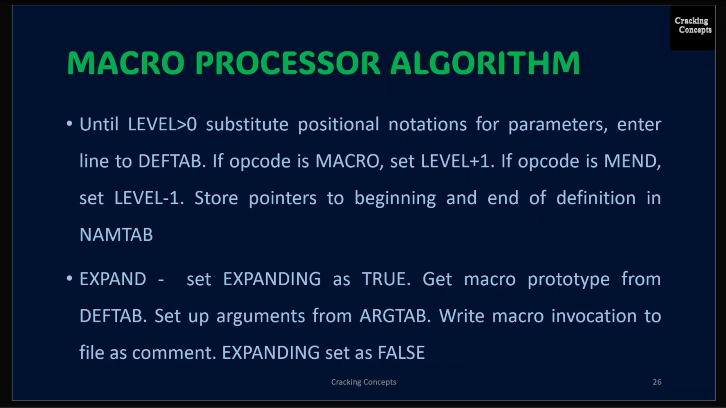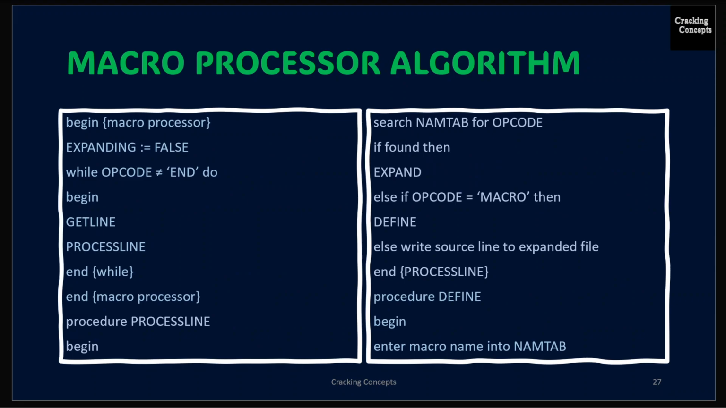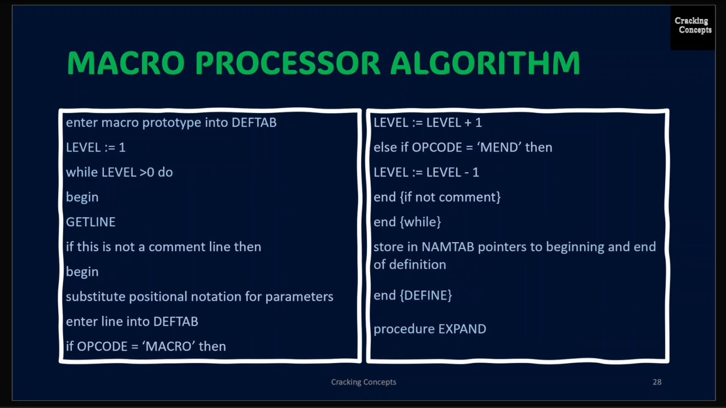Then we have the expand procedure, which will set the macro processor into the expanding mode. It gets the macro prototype from the def tab. It sets up the arguments from arg tab and writes the macro invocation to the file as a command. Finally, it will turn off the expanding mode of the macro processor. Now, this is the actual algorithm of macro processor.